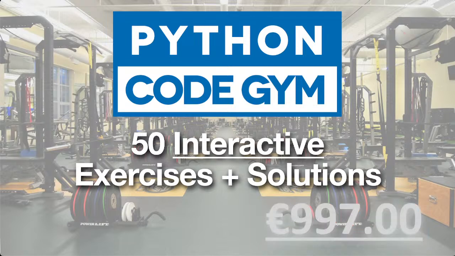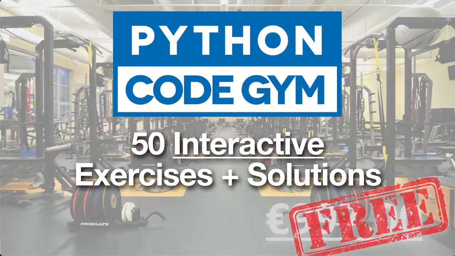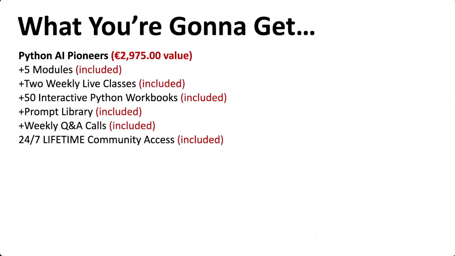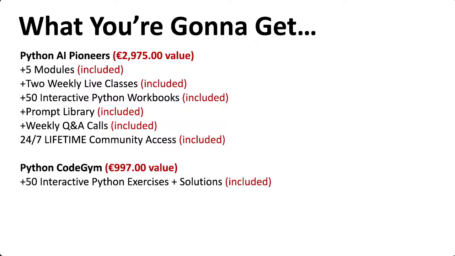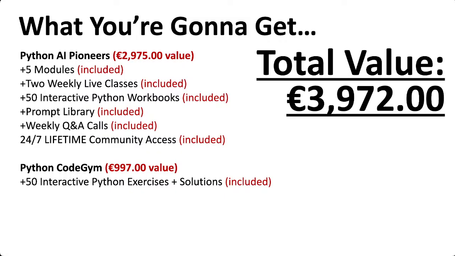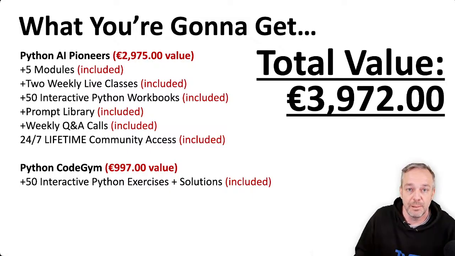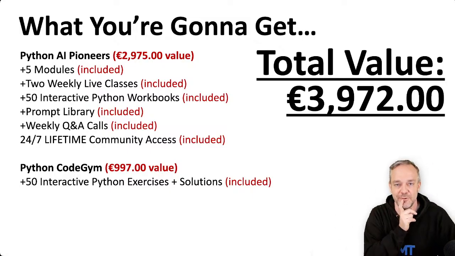But when you join Python+AI Pioneers today, I'm including the entire Code Gym package, all 50 exercises and all 50 solution videos, absolutely free. So here's what you're going to get. The complete Python+AI Pioneers package, a value of 2,975, and the Python Code Gym, total value is already now up to 3,972. But that's not all, because I've got one more thing for you.